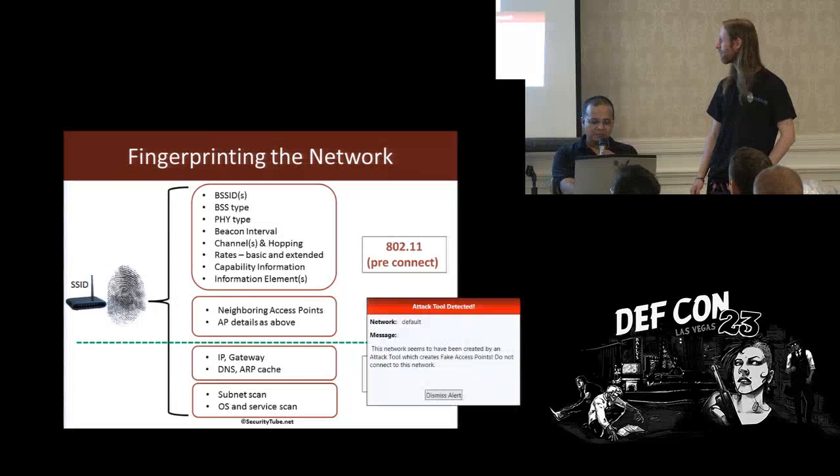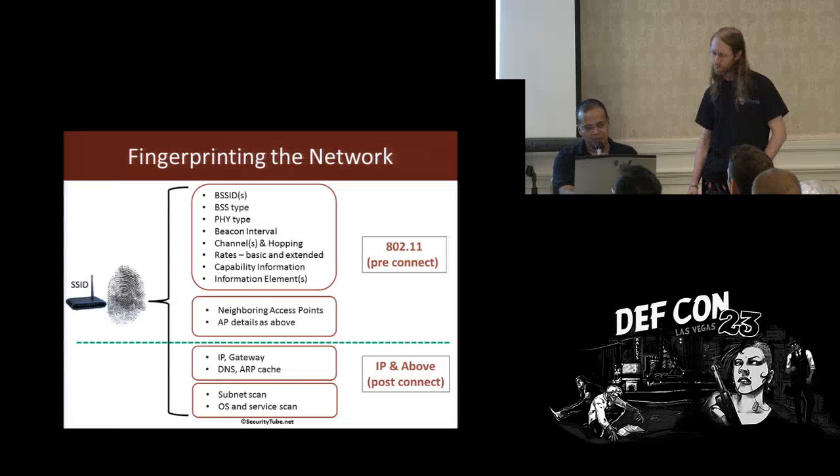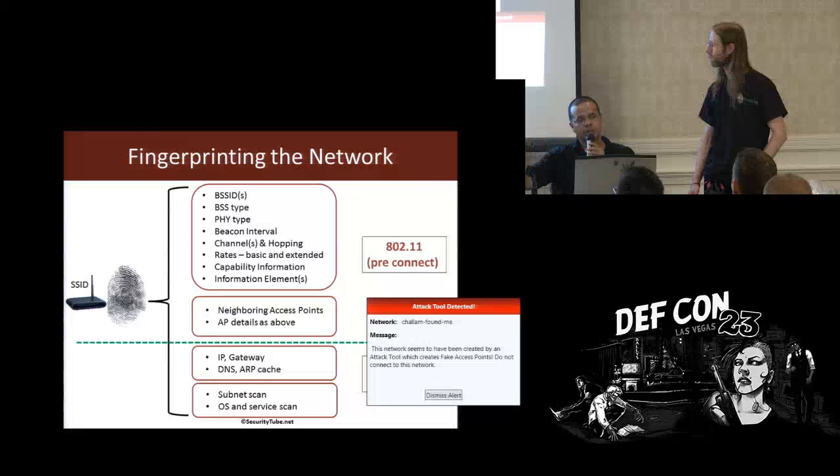So, how do we go ahead and fingerprint a network? Unfortunately, I'm sorry about the pop-ups. I have to disable it. What we actually do is, once we reconstruct the beacon frame, I can pick up the different IEs from the beacon and start fingerprinting how my home AP looks.